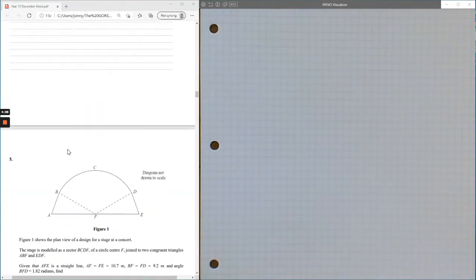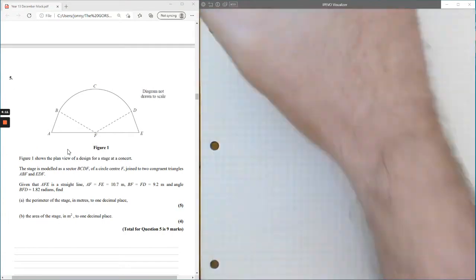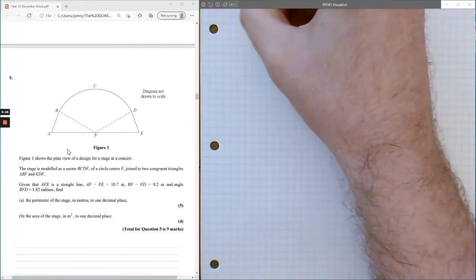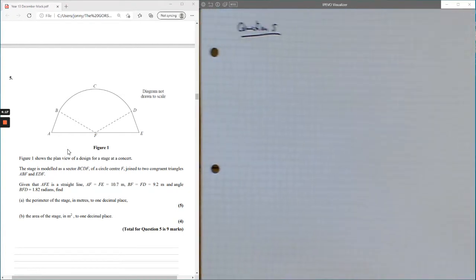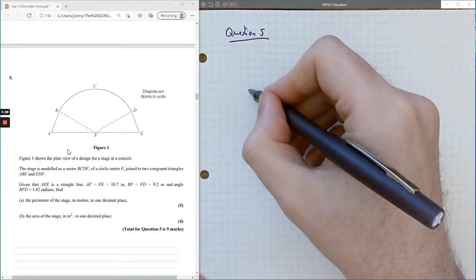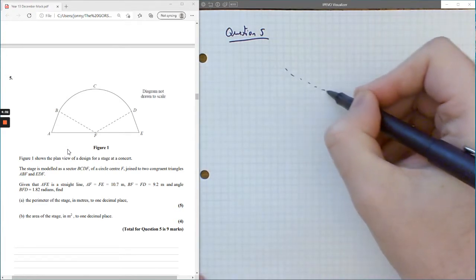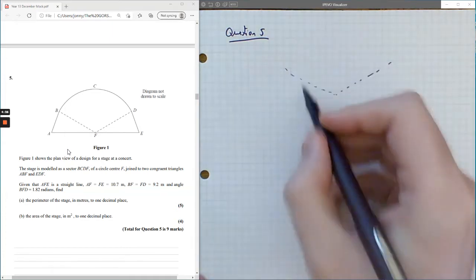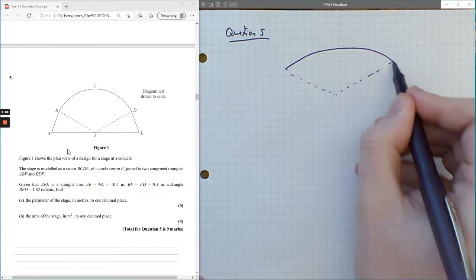Question 5. So question 5, we're going to need to know some formulas for calculating the geometric shapes. We'll start off with drawing the diagram as best as we can. So let's start off with the sector.